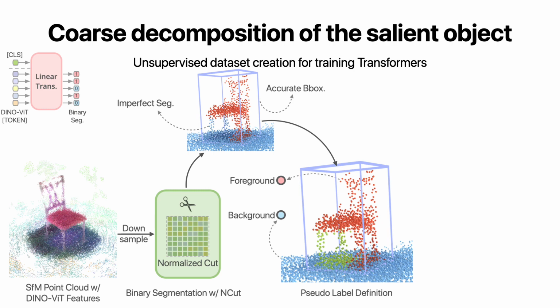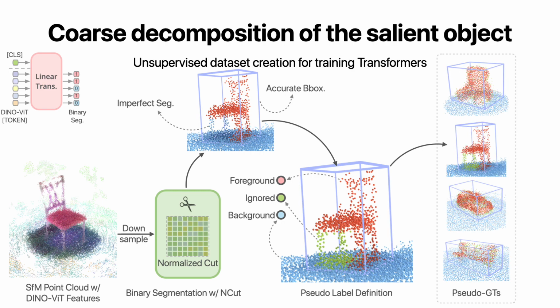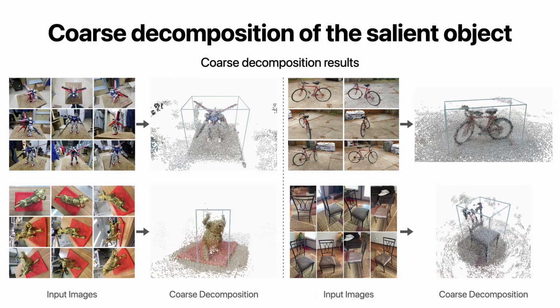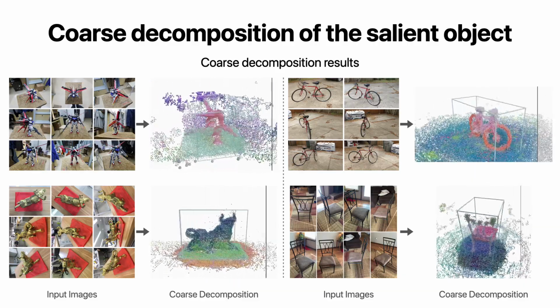Background samples are similarly defined. Critically, points segmented as background but located inside the bounding box are ignored for supervision during training, as their labels are prone to error. Running the above pipeline on casual object-centric captures can produce a 3D segmentation dataset without manual annotation. Here we show some results of our coarse decomposition pipeline.